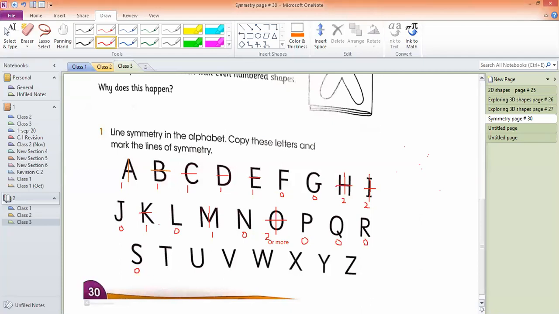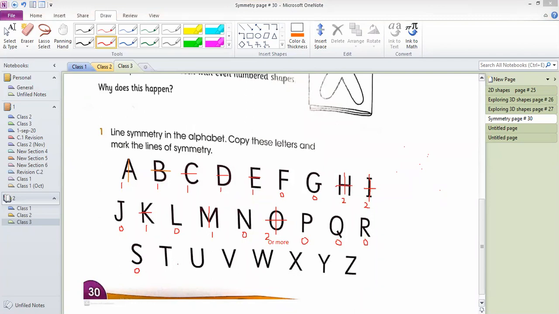Now we talk about the T. You have to tell me, guys, does T have a line of symmetry or not? Tell me about T, guys. T has a line of symmetry or not? Yes, guys, T has a line of symmetry.